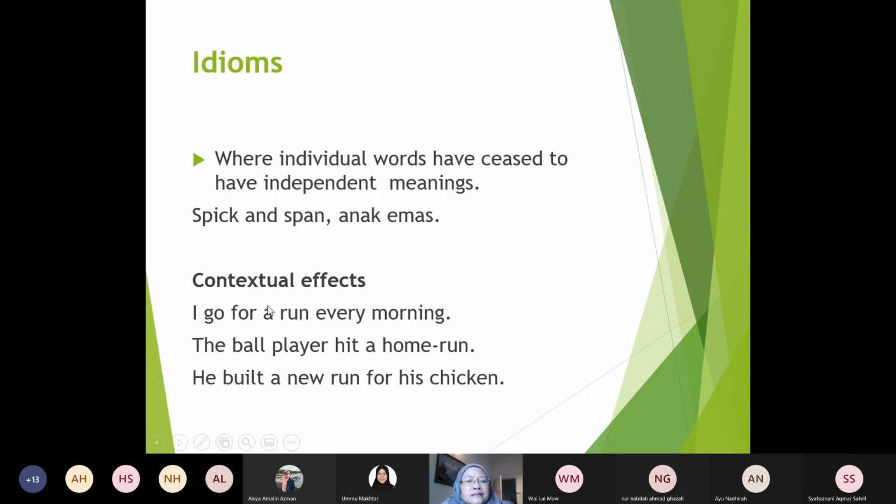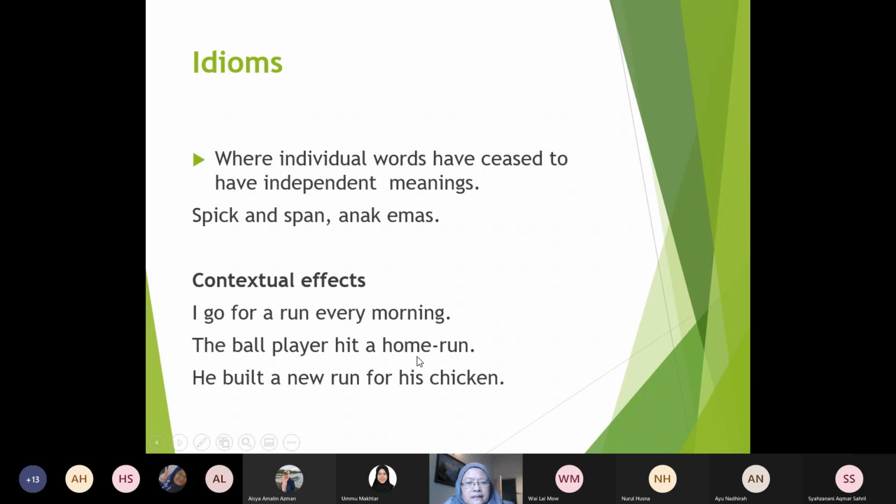Okay, so another kind is called contextual effects. Sometimes it gets meaning from the context. So I go for a run every morning. Our worldview will say that this is actually referring to an activity of running. And because this is done every day, it becomes a run. So I go for a run every morning. Or I go for a jog every morning. And then the ball player hit a home run.